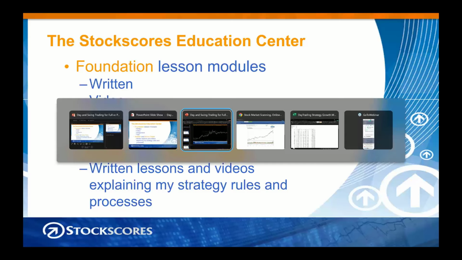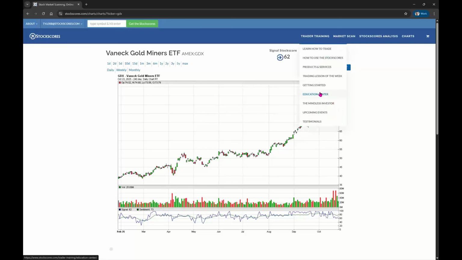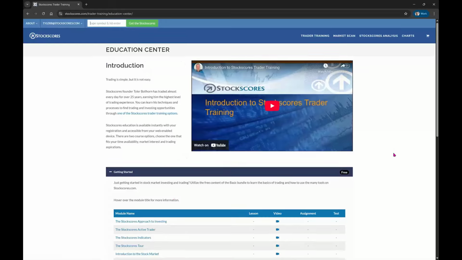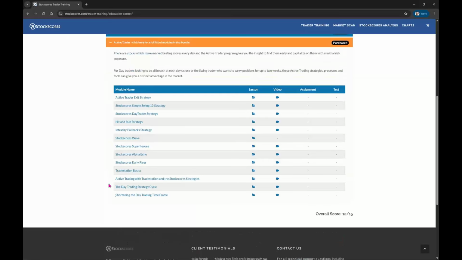Now, we showed this last night. I'll just jump into it quickly again. If I go into the Trader Training section, go to Education Center, and we're just going to scroll down this time to the Active Trader section. These are all the strategies for Active Trader, plus the exit strategy, plus some special videos and lessons on using TradeStation. Okay, so there's a bunch of lessons there.